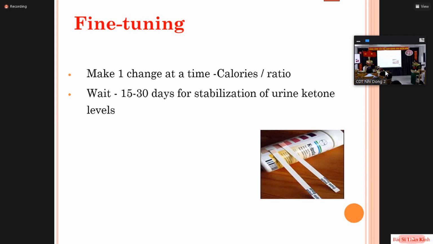So when we do the fine-tuning, we always have to make one change at a time, either in calories or in the ratio. Okay. And when you do this change, always wait for at least 15 to 30 days for stabilization of the urine ketone levels before you make the next change.